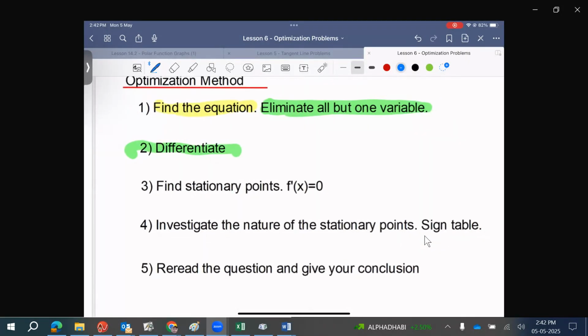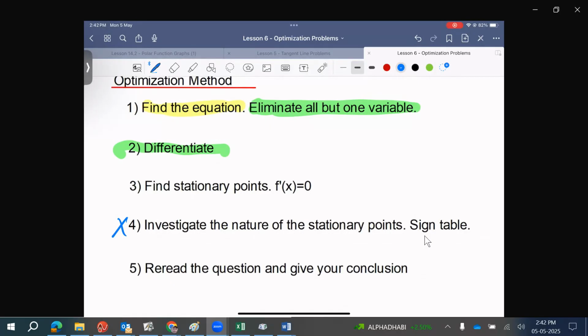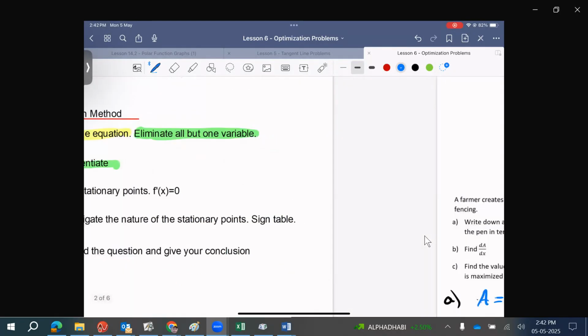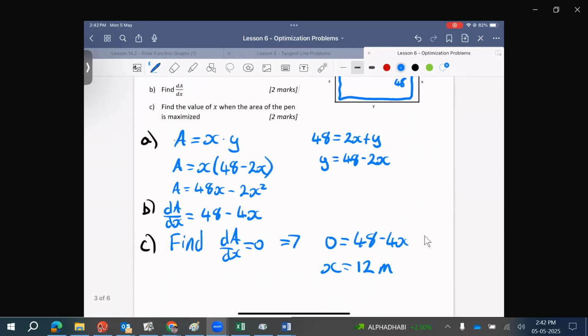So on this particular step 4, to investigate the nature of the stationary points, well, we only got one possible solution to this. It only gave us one solution. So that has to be the maximum. In this particular course, we're not asked to verify that it is a maximum. That level of analysis is not required.